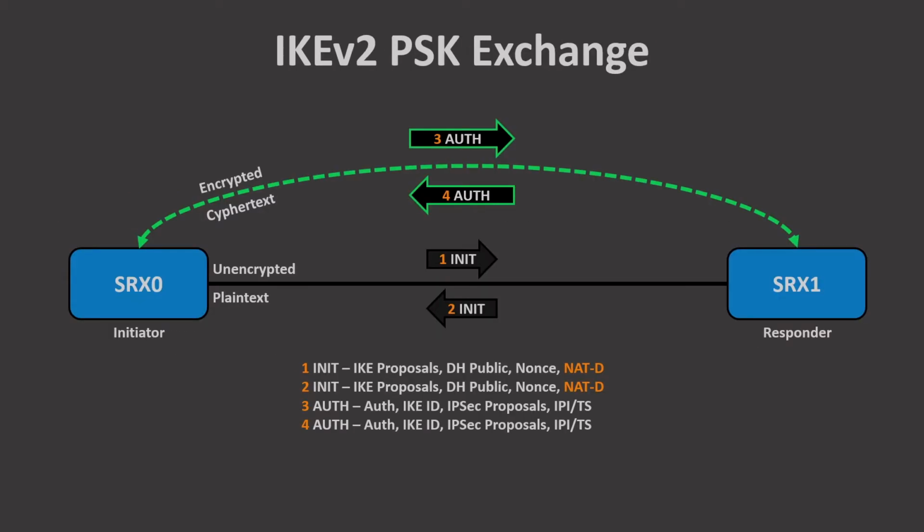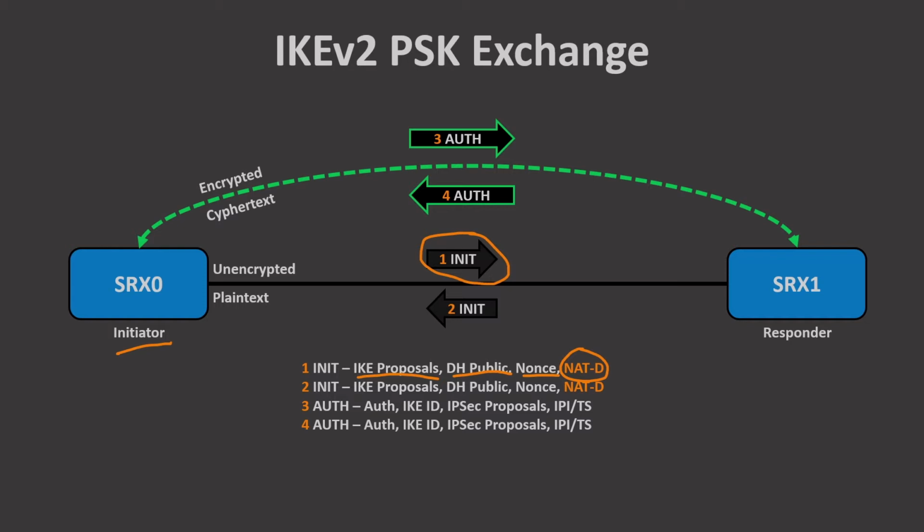So here's the IKEv2 pre-shared key exchange. And you'll notice that we have SRX0 and SRX1. SRX0 has started the exchange by sending the first init packet, so it's the initiator. And in the first init packet, like we've covered in previous videos, are the IKE proposals, which are the settings we want to use for the IKE tunnel, the Diffie-Hellman public piece, the one-time use random number, or the nonce. And then see this right here? This is the NAT discovery block. Whenever you have NAT traversal turned on, and I should mention it's on by default, then this NAT discovery block is put in the init packet.